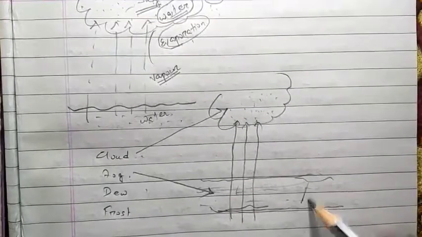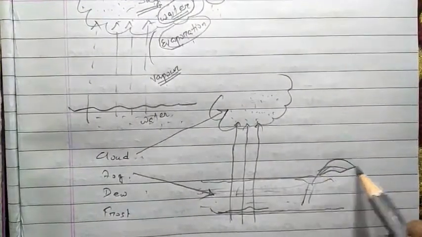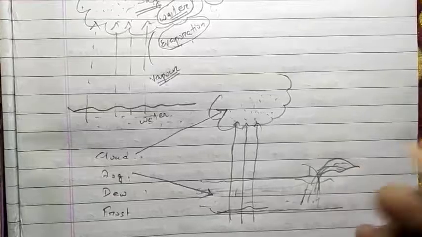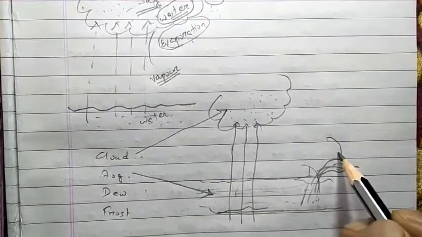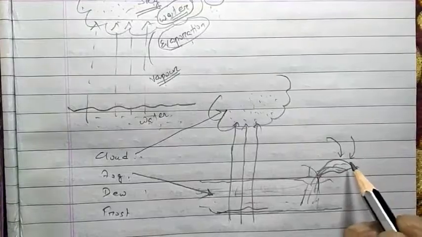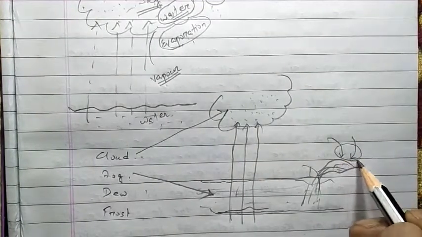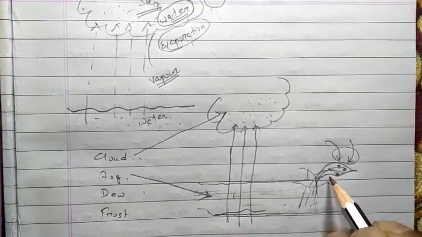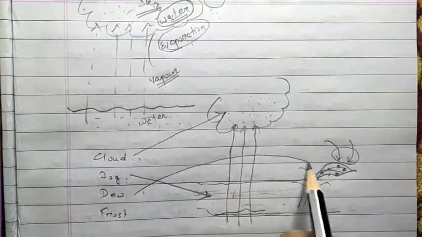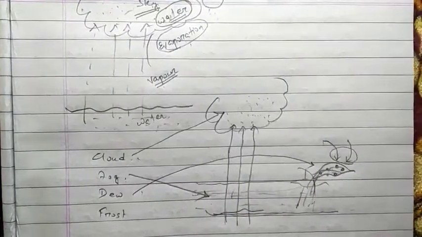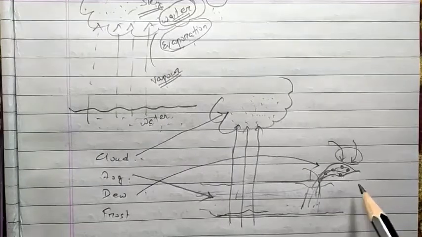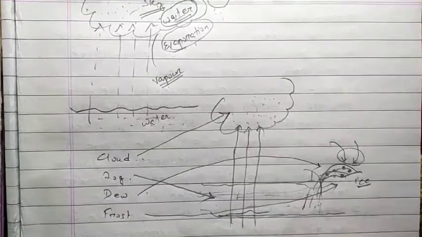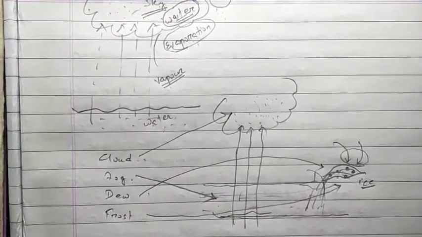Dew, suppose this is one plant, the leaf of the plant will absorb the heat during the daytime. At night, this leaf will radiate the heat, and when the moist air comes in contact with this leaf, then the water vapor present in the atmosphere will be converted into drops of water. These drops of water are generally known as dew. And if the temperature goes below 0 degree Celsius, these drops of water will be converted into ice, which is known as frost. I hope it is clear about the different types of condensation.